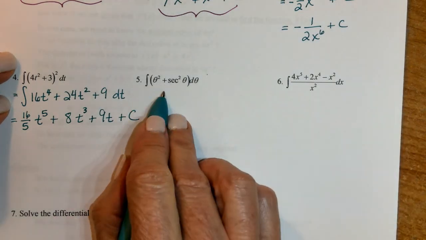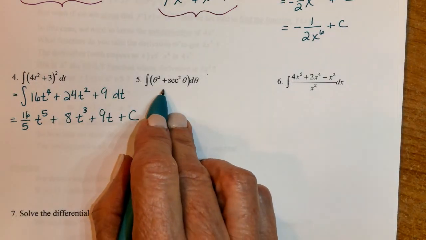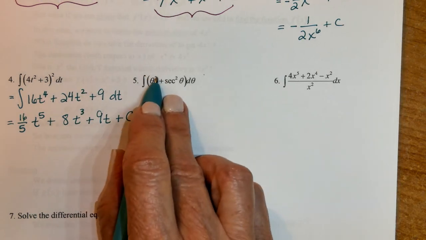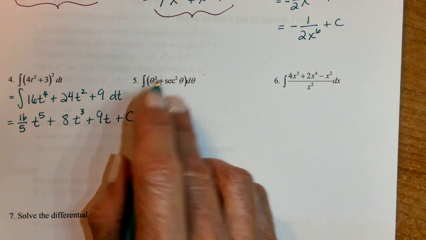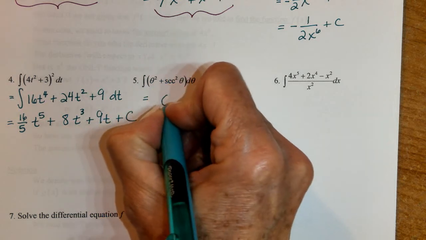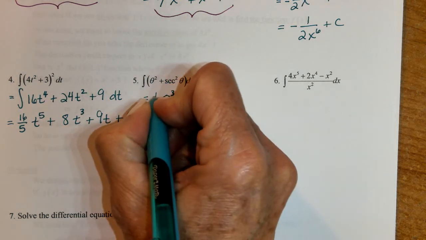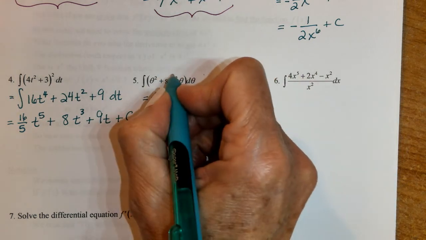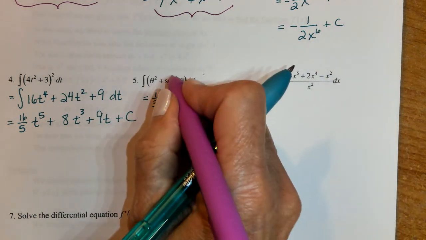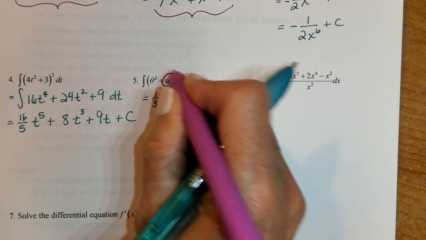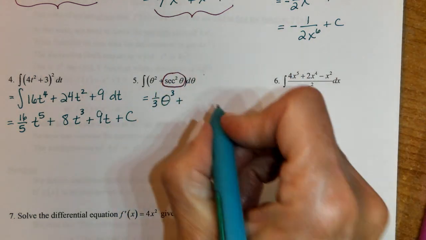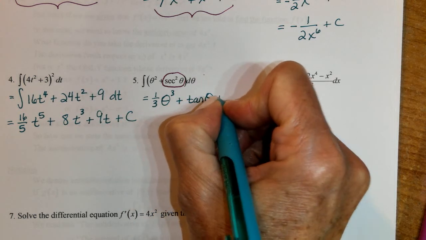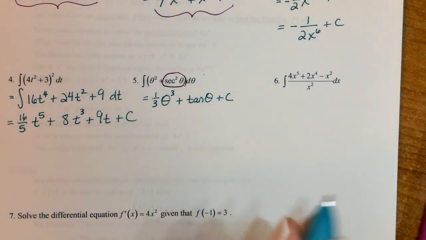Okay. In this one, I see theta squared, which I can take the antiderivative of. Raise your power by 1, divide by your new power, plus, now, the antiderivative of secant squared. What function's derivative is secant squared? That is tangent. So tangent theta plus c. That's it.